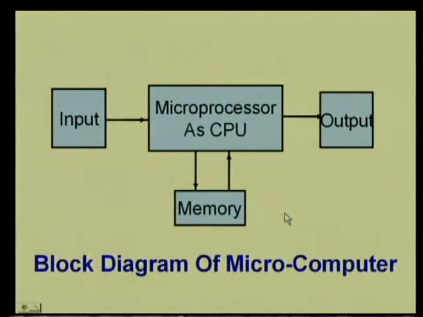So here this microprocessor can take data from the input device or can give data to the output device, or it can access memory for reading or for writing. So that is the difference between a microcomputer and that of a traditional computer, that lies with the presence of the microprocessor.